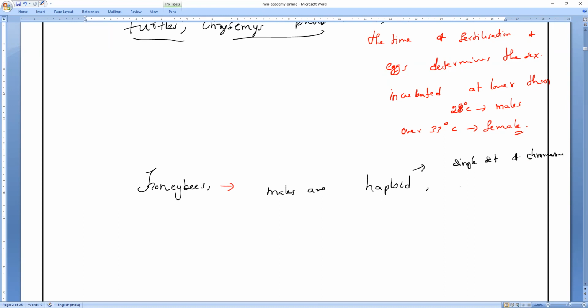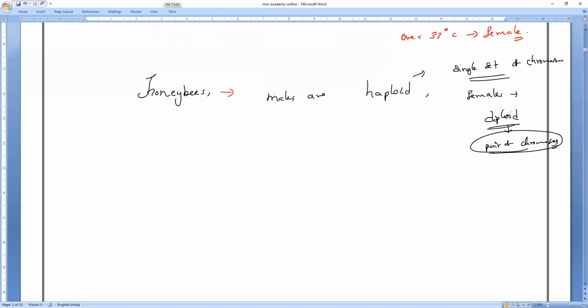If I take females, the females are diploid. Diploid means like humans. They have what? A pair of chromosomes. So the pair of chromosomes will decide whether it is a male or female. Do you understand? That is what it is.